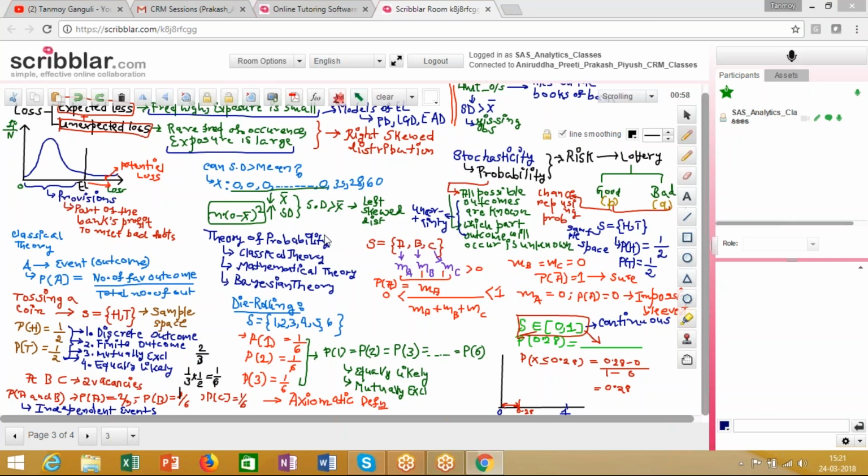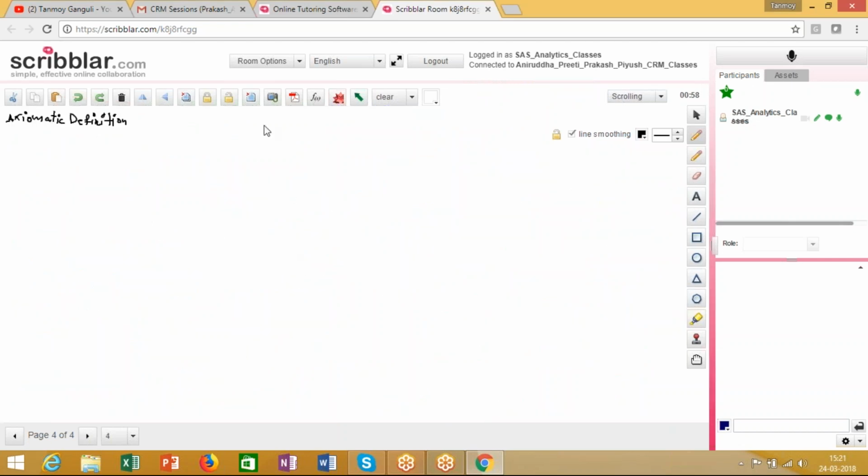Say, for example, I'll make it more relevant over here. Before going into the axiomatic definition, say, as a bank, there is this bank.